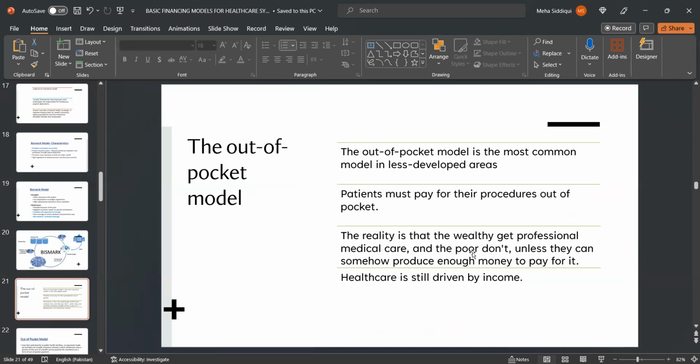Then comes the out-of-pocket model. It is the most common model in less developed areas. Patients may pay for their procedures out of pocket. The reality is that the wealthy get professional medical care and the poor don't unless they can somehow produce enough money to pay for it. So healthcare is still driven by income.